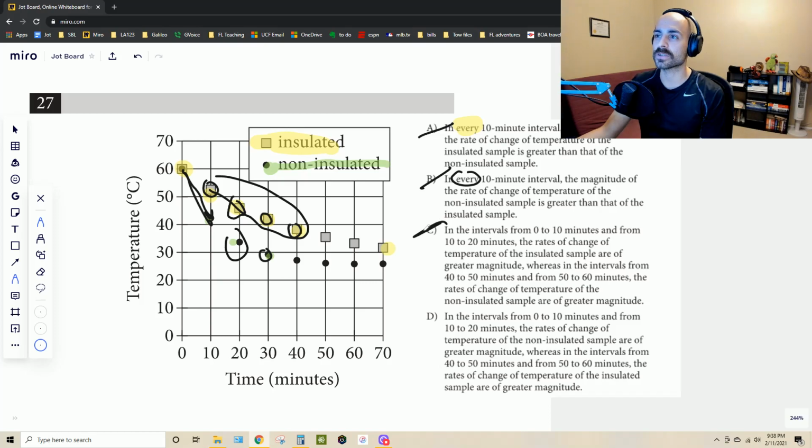It's a significant drop. And that leaves us with D, where we can see that in 10 to 20 minutes, the rate of change of the non-insulated sample is of greater magnitude. The black dots are changing at a greater magnitude. That's D.